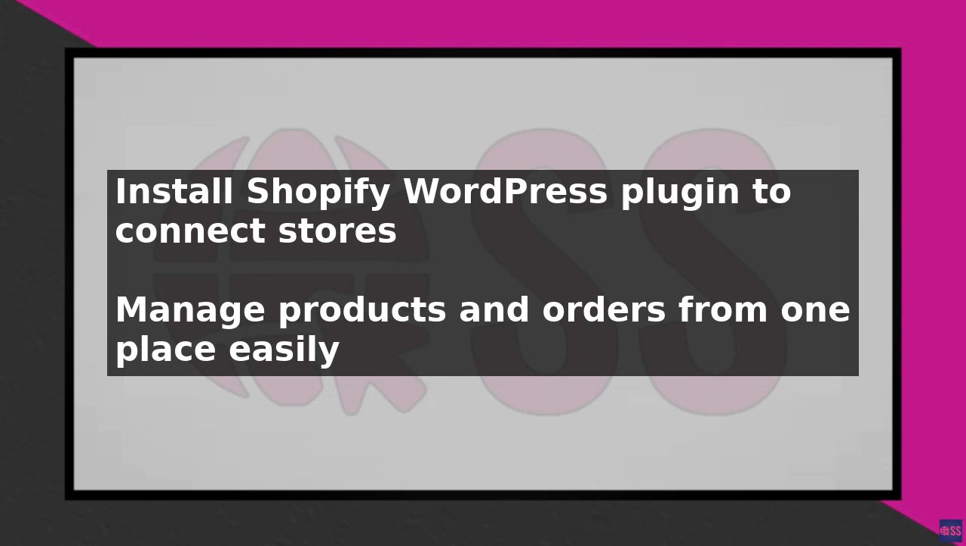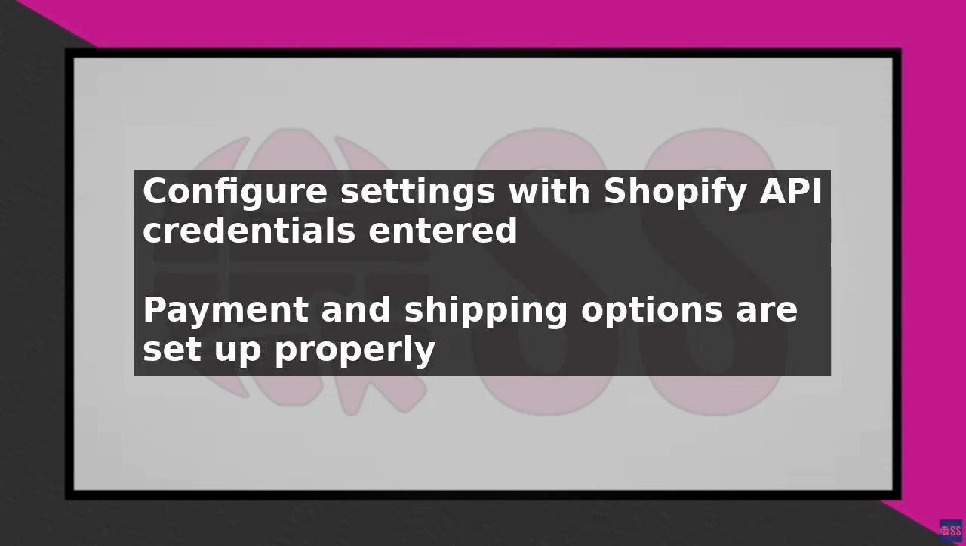After installing the plugin, you will need to configure the settings to connect your Shopify store to your WordPress site. This will involve entering your Shopify API credentials and setting up the payment and shipping options. You can find your API credentials in your Shopify account under the Apps section.